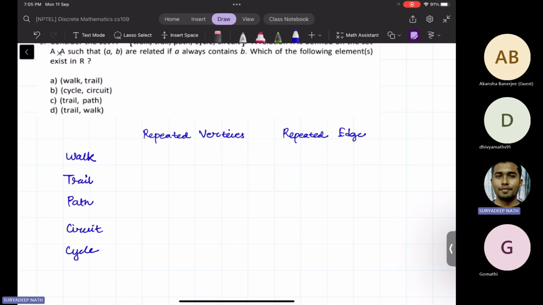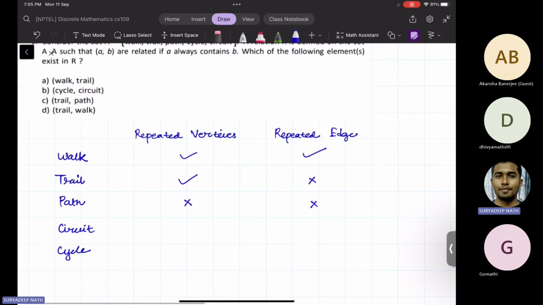What do you think? Yes or no? Yes, sir. It has both repeated vertices and repeated edges. What about a trail? Only repeated vertices, right, so no repeated edge. And a path? No repeated vertex or edge. Right. Now for a circuit, like I mentioned, a circuit is a closed trail, which means the starting and the ending are the same, and a cycle is a closed path.